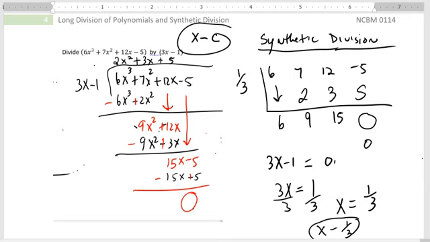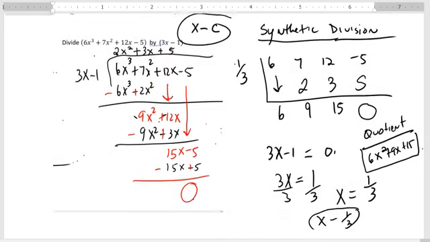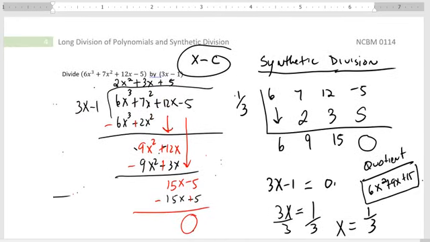And so now to get our quotient, the 6, we're going to write with 1 less power. So instead of x cubed, it's going to be 6x squared plus 9x plus 15. So now that we have our quotient, if we wanted to find the rest of the zeros, then we would use quadratic formula here, or we would try to factor. And so in your 13-14 classes, you're going to learn how to use this method to find the rest of the zeros.